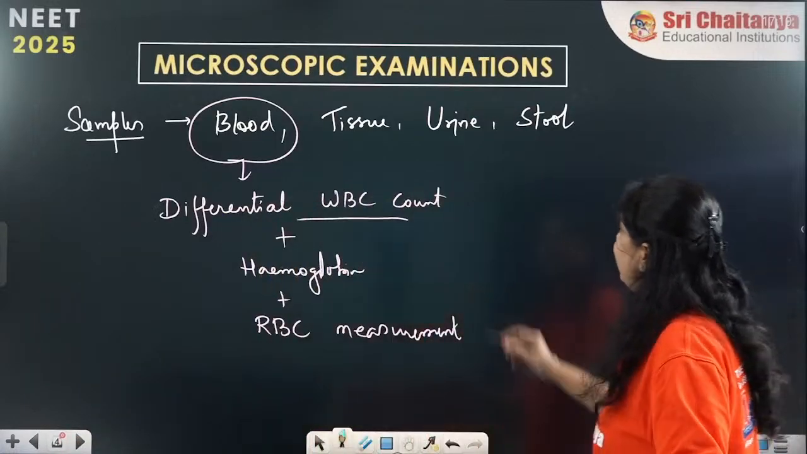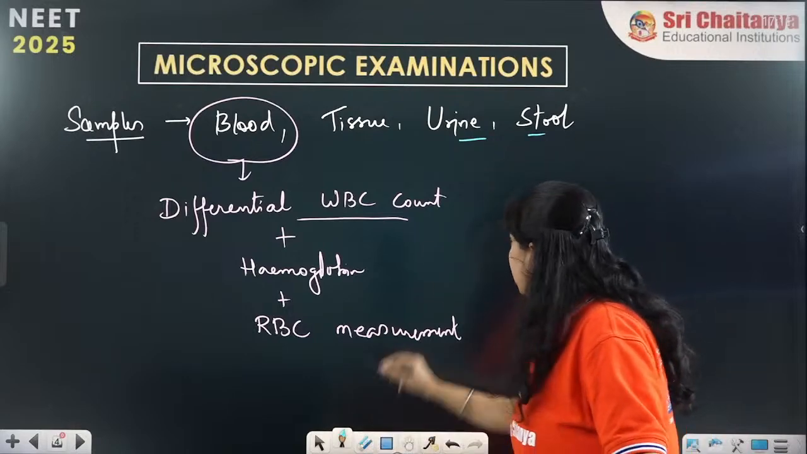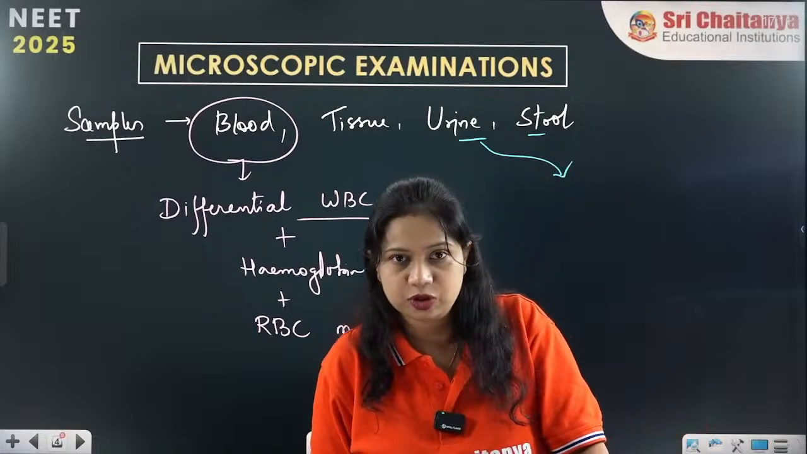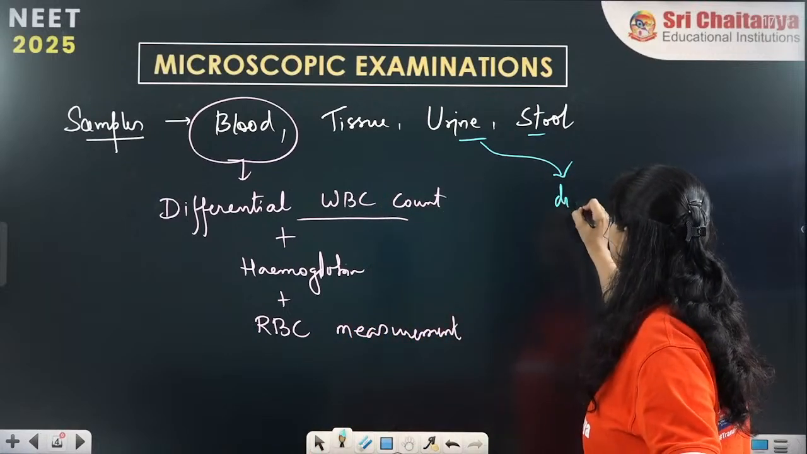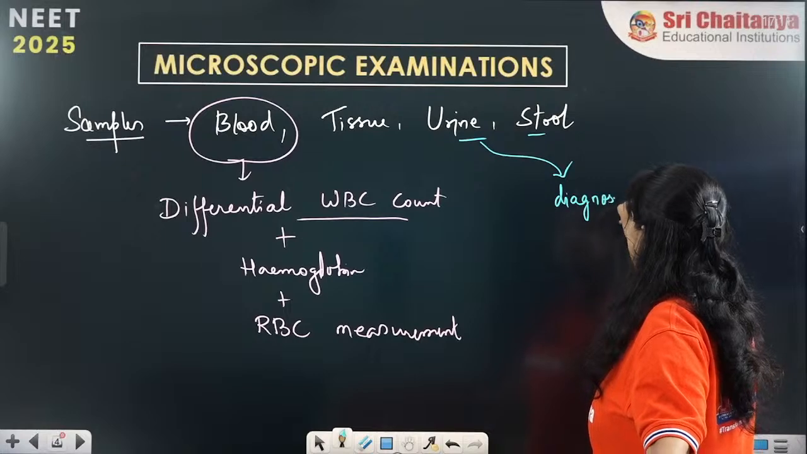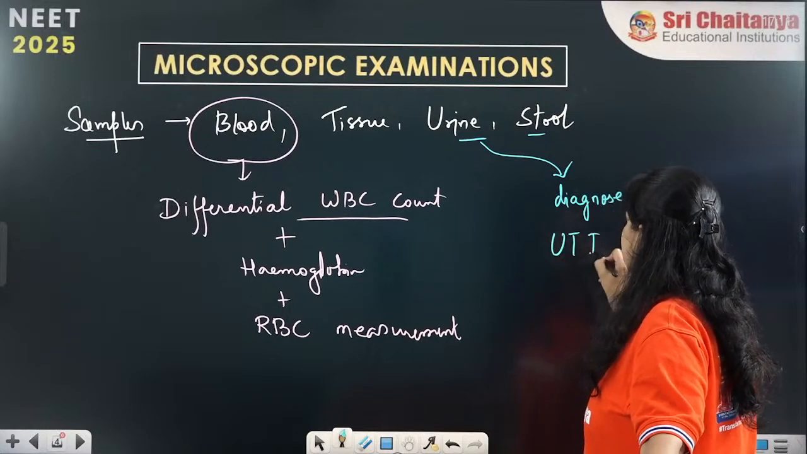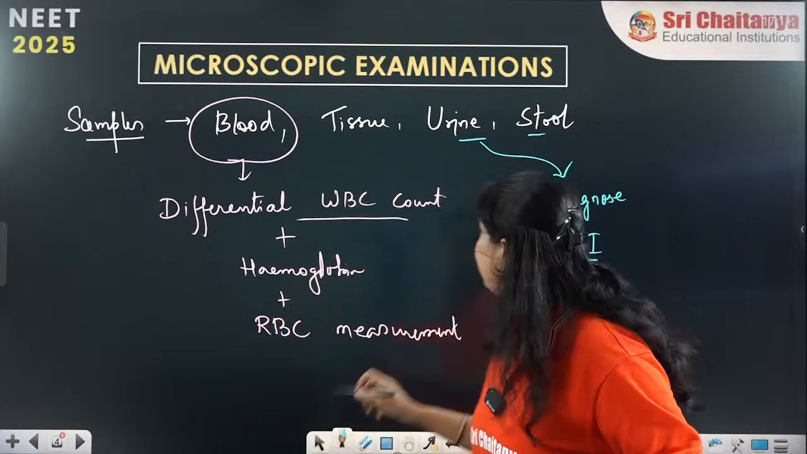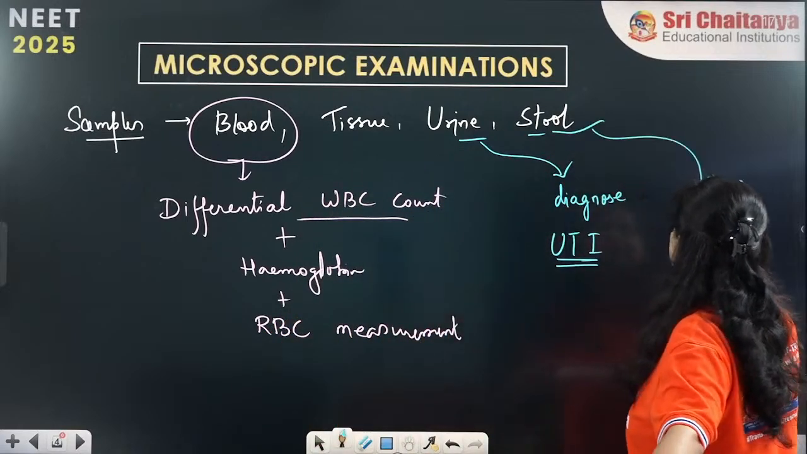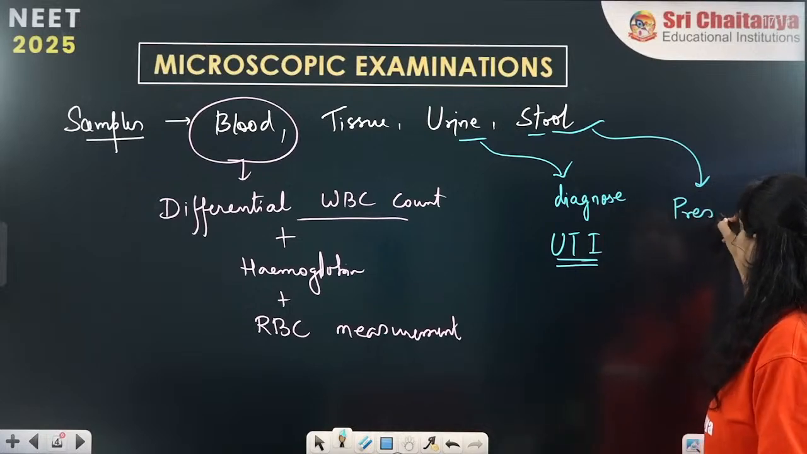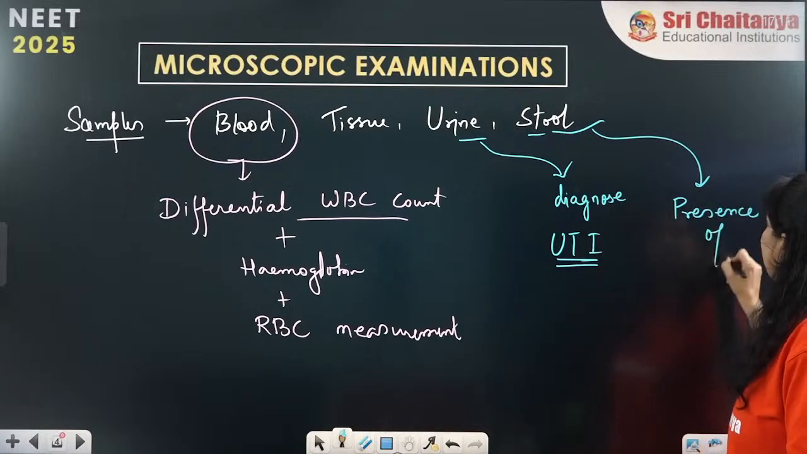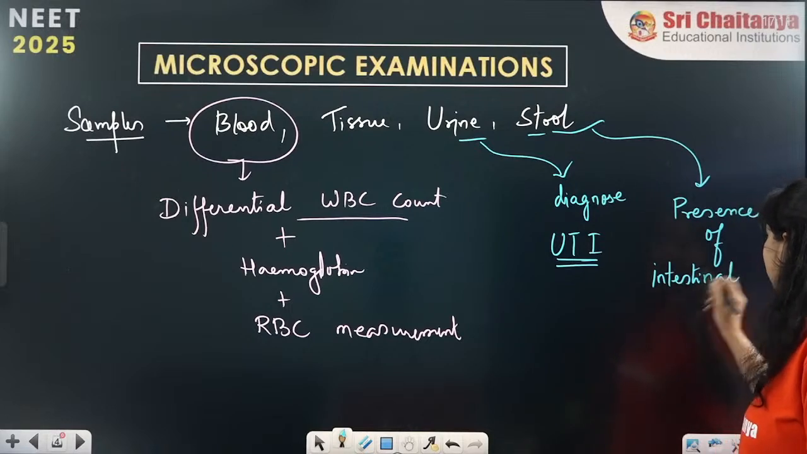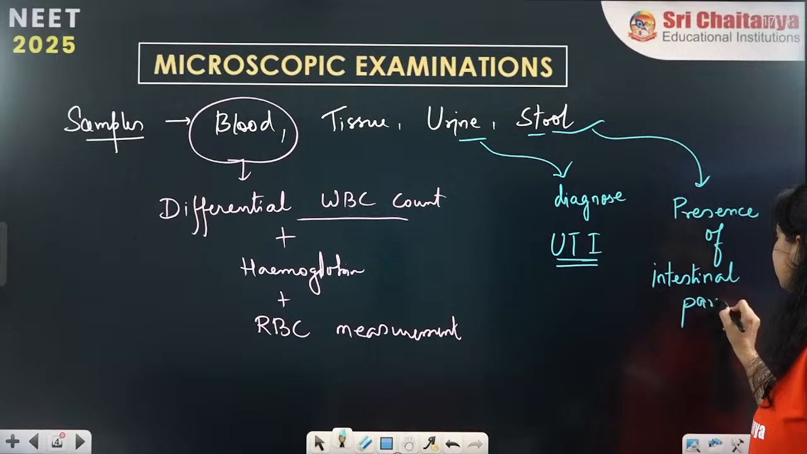Other than that, we have urine and stool samples. Urine sample is for diagnosis of any urinary tract pathogens. It can diagnose the presence of urinary tract infections, or we can say urinary tract pathogens, and the fecal matter or the stool sample indicates the presence or absence of any intestinal pathogen, or we can say intestinal parasites.